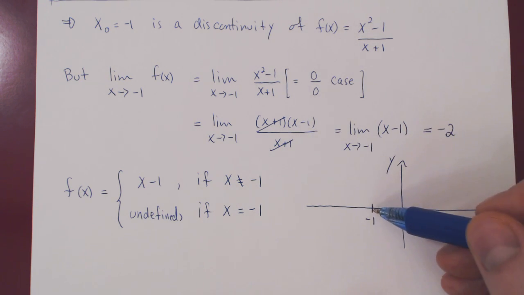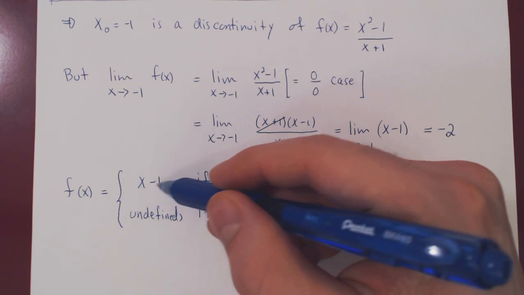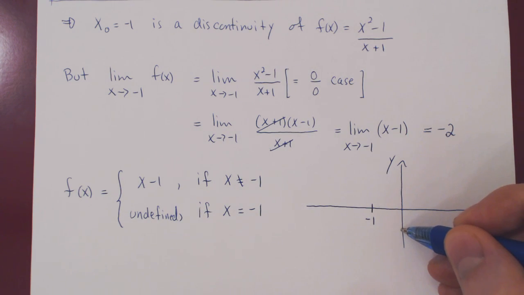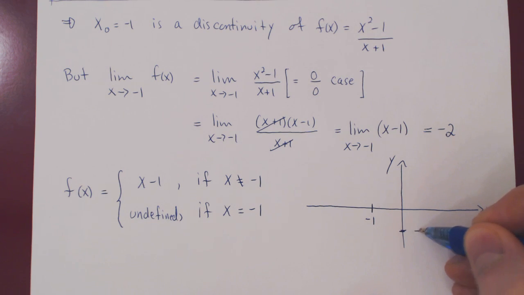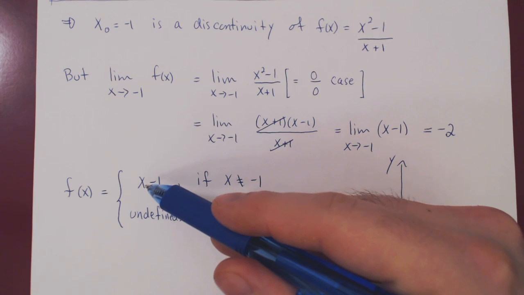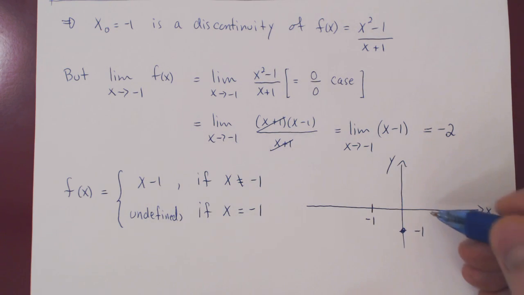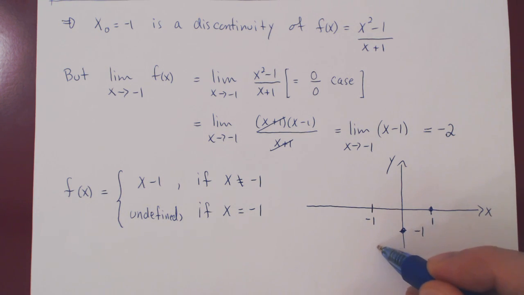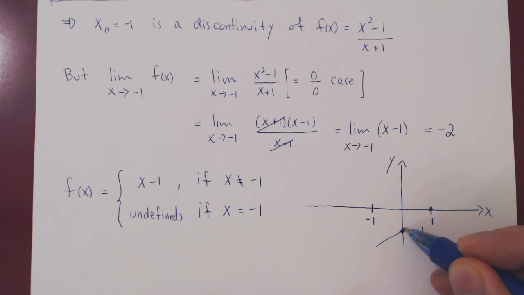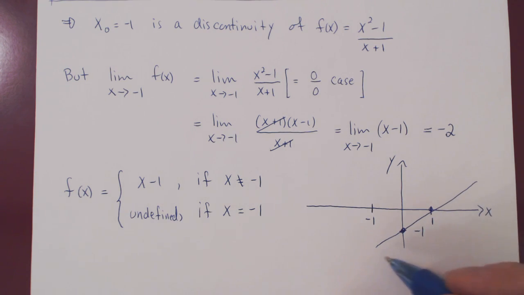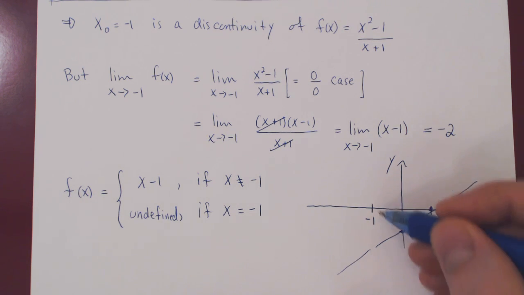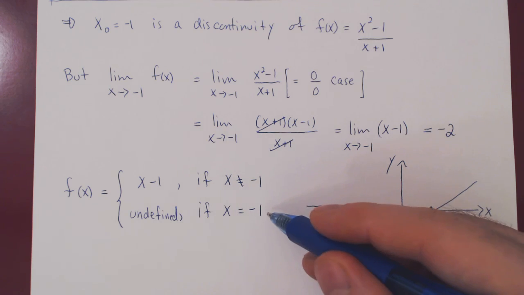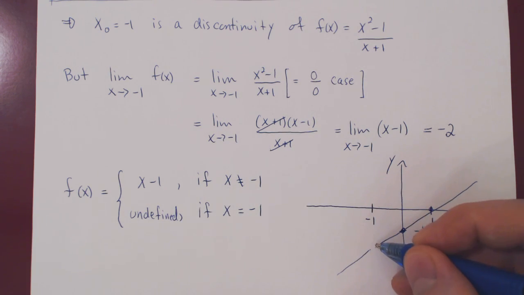Well, at 0, the value is negative 1. And, of course, at x equals 1, the value will be 1 minus 1, which is 0. So we draw the line y equals x minus 1, except we know that at exactly x equals negative 1, there is no y value. So there is a hole in our function.